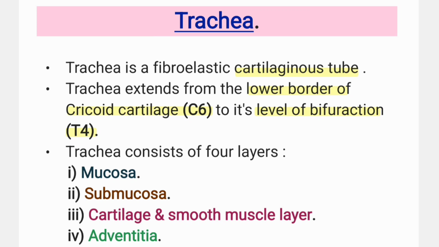So trachea consists of mainly four layers: the mucosa, submucosa, the cartilage and smooth muscle layer, and the adventitia. So innermost is the mucosa, after that the submucosa, then we get the cartilage and smooth muscle layer, and the outermost we get the adventitia.